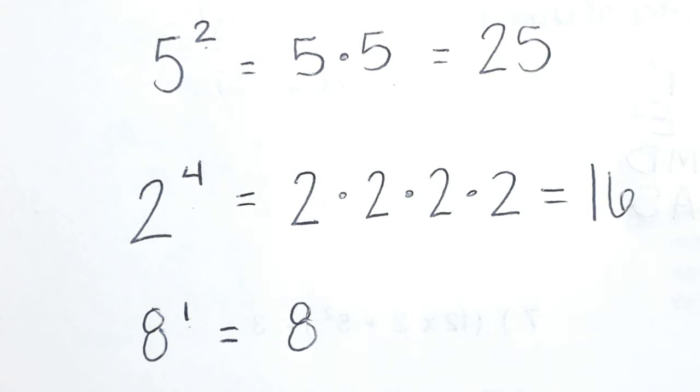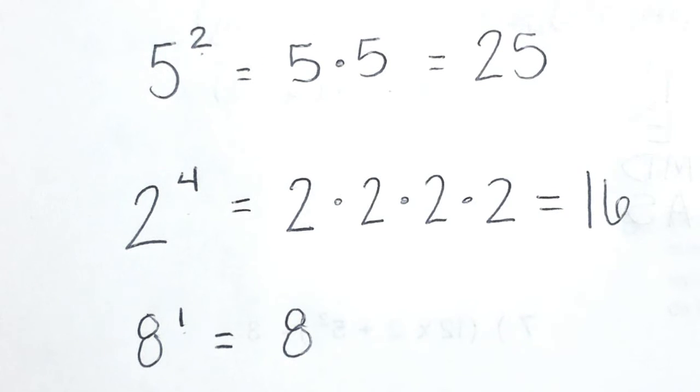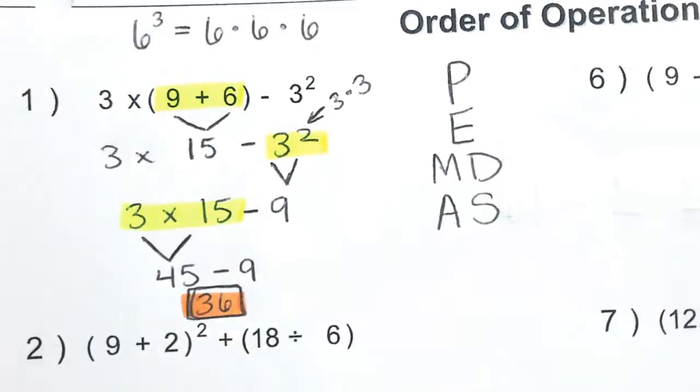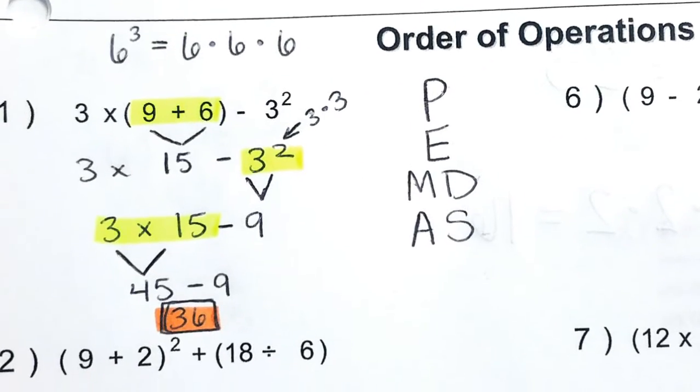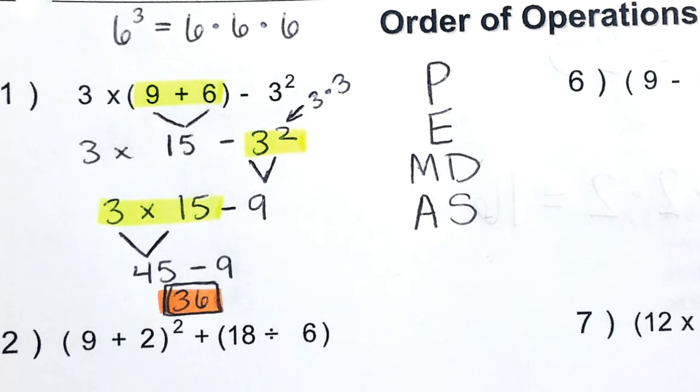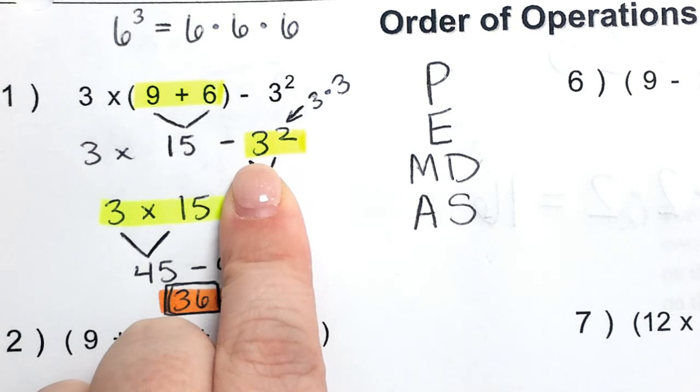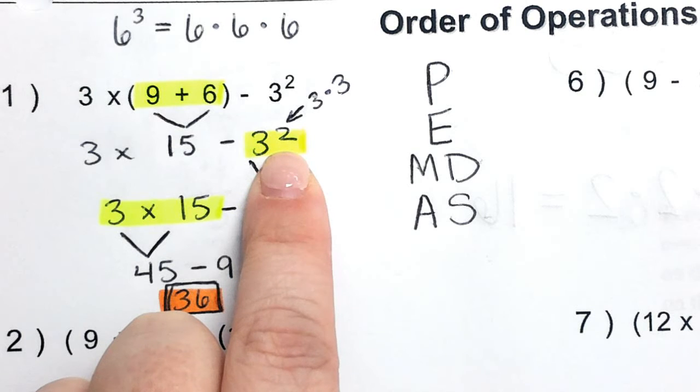All right, Isabella? On the first one, we multiplied what times 3? The exponent, because 3 was the big number. The little number tells you how many times to use it.